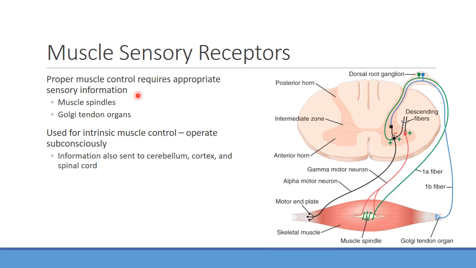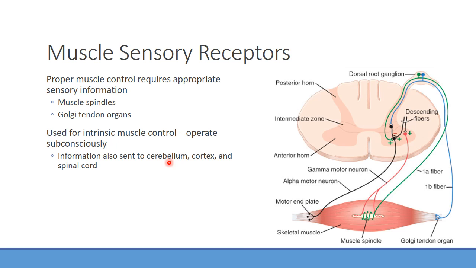Okay, so again, we'll see that proper muscle control requires appropriate sensory information. If you don't have a good sense of what's going on in the muscles, it's hard to have reflex pathways to account for that. And so again, the muscle spindles are very important for this, and then I'd probably say to an equal degree, the Golgi tendon organs are going to be affected here as well. These are used for intrinsic muscle control, for things we're operating subconsciously, right? So for movements you perform without consciously thinking about them, this is where a lot of these reflex pathways are going to be housed. You're going to find that the information coming from here also goes to the cerebellum.